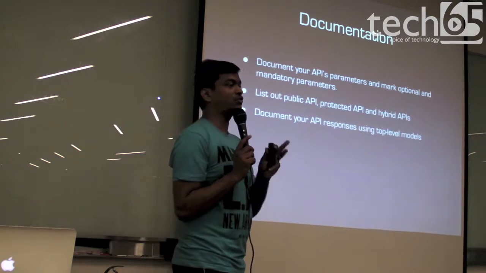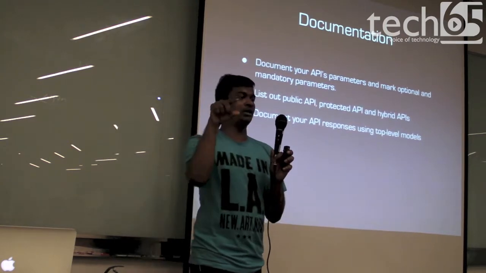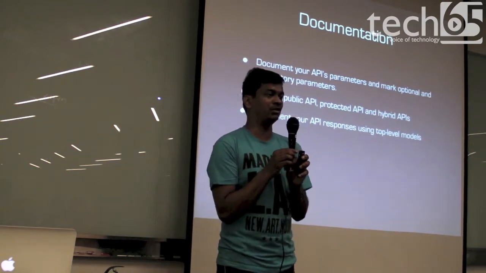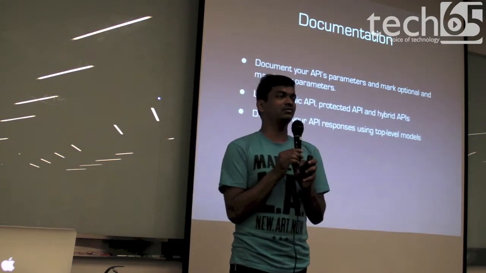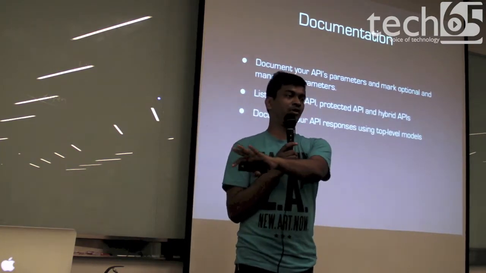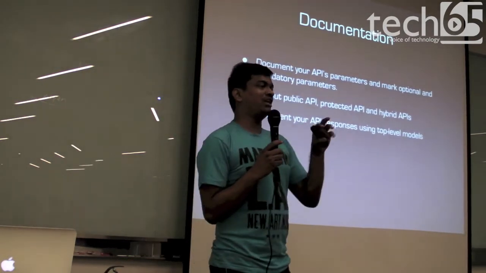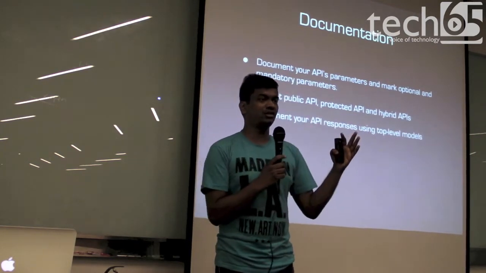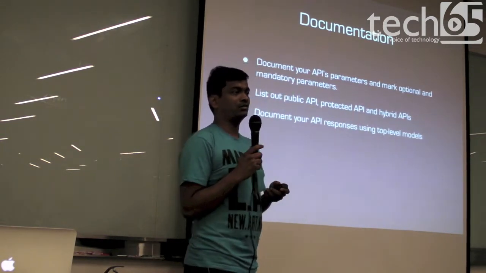Document your API responses using these top level models. Foursquare does this. /venues/venue ID will return you a venue object, a venue resource, and that's how they document it. They don't document a whole JSON payload that no one can understand. Okay. They say that this is the API. If you pass these parameters, you will get this resource as the output. That means when you are changing a venue model because of a business decision, all the APIs can be updated at one shot by just updating the model, right?